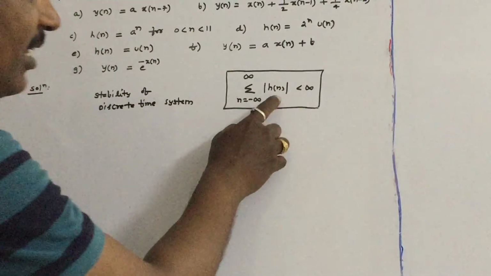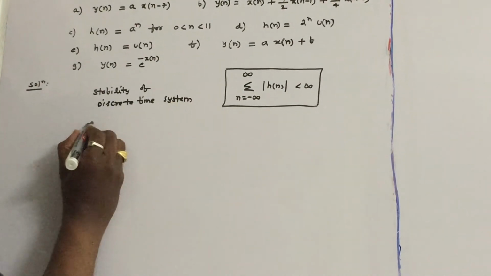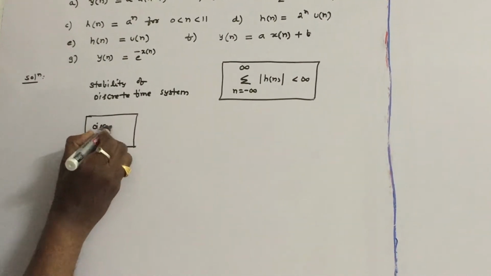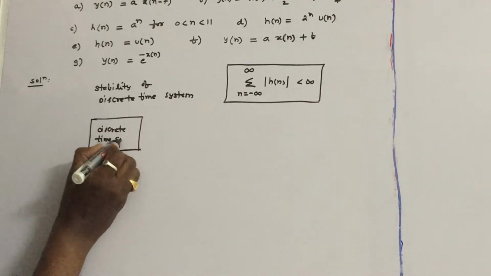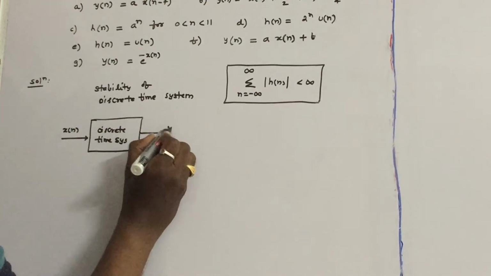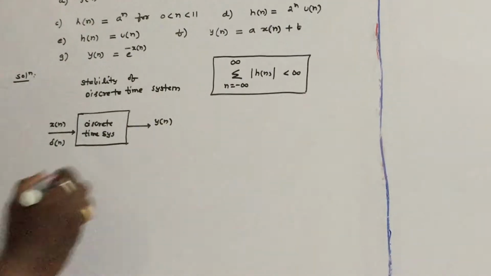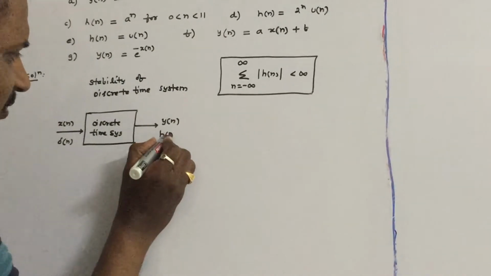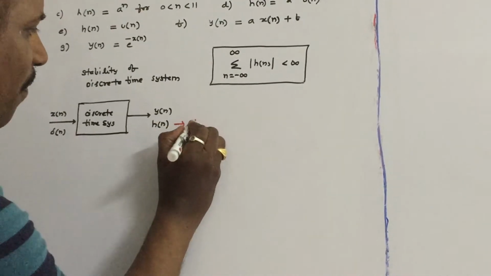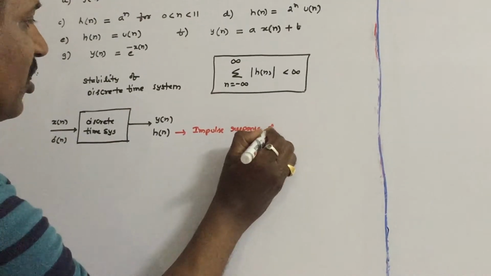So what is h of n here? H of n is the impulse response of the discrete time system. For example, say this is your discrete time system. Let us say x of n is the input to the system and y of n is the response or output of the system. Suppose if you apply the impulse to the system, then the response of the system is called the impulse response, which is represented with h of n.